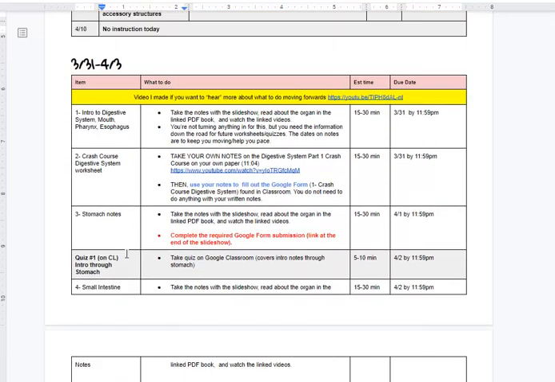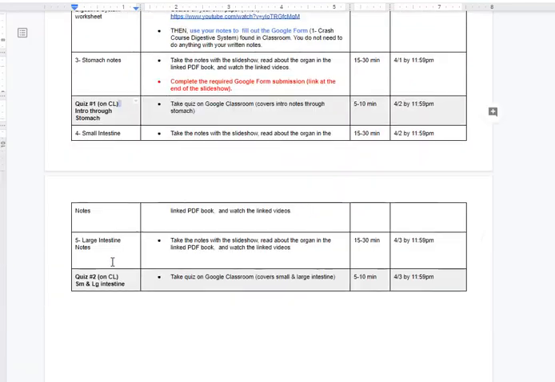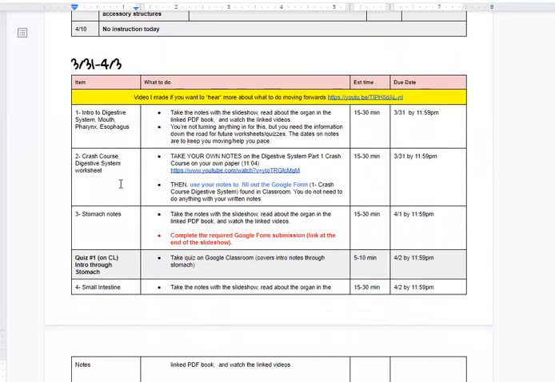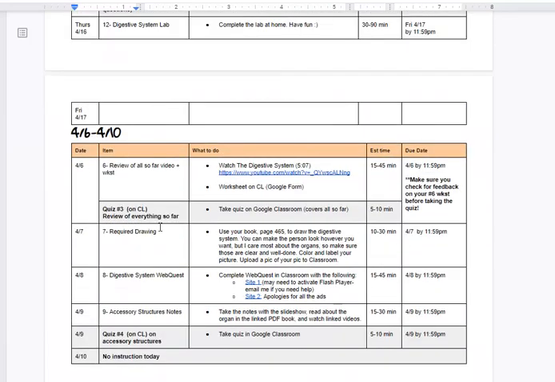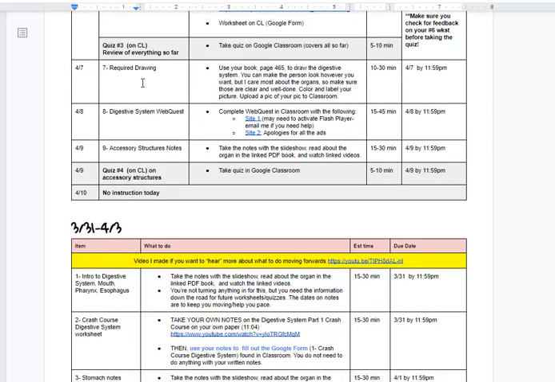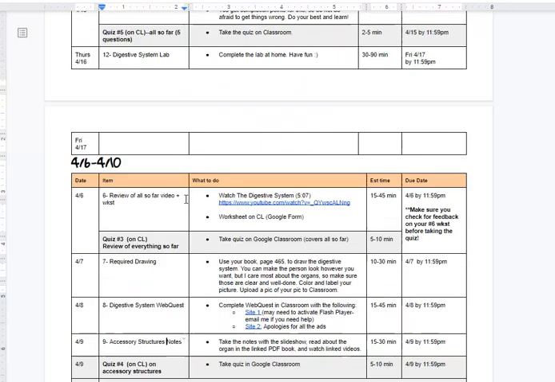So like this quiz here was just on the intro to the stomach. This quiz was just on small and large intestine. And then quiz number 3 covered everything from the beginning through the intestines, just to keep kids working on things and reviewing and learning. Then they had to draw the digestive system from their book. They did a web quest. They took another set of notes, and then the quiz was just on those notes.